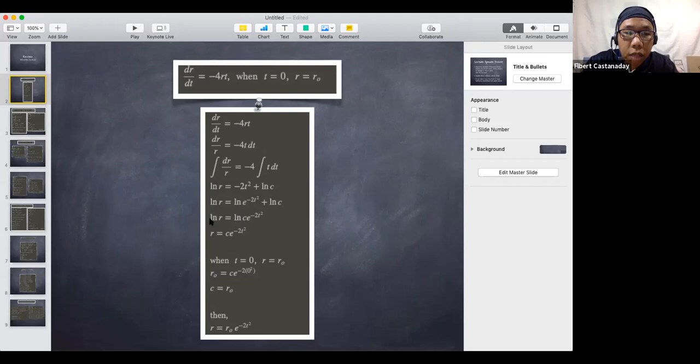Now that both sides of the equation have ln, we take the inverse, or anti-ln, of both sides of the equation. That's why we have r equals c times e raised to -2t squared. This is the general solution. A general solution is a solution of a DE that contains an arbitrary constant. Clear?